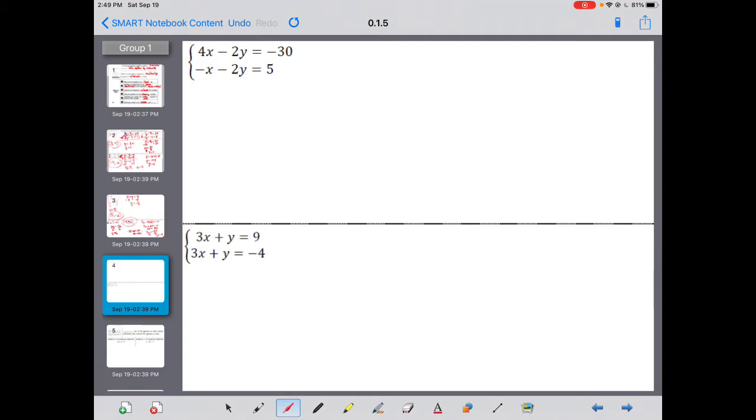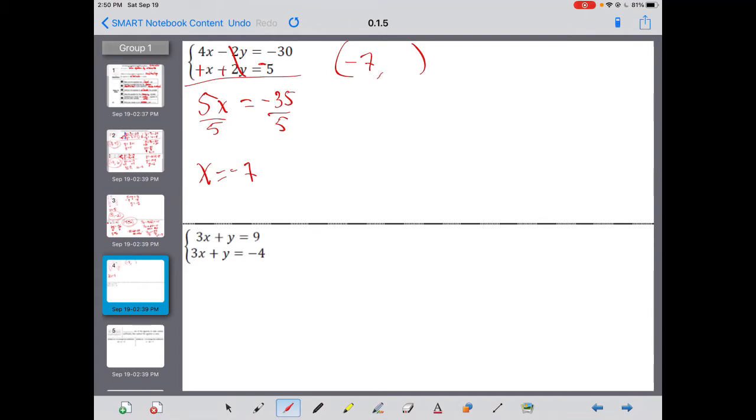Lined up. x's on x's, y's on y's, equals on equals, numbers on numbers. That's good. The y's have the same number, but they don't have different signs. So I'm going to go through and change all the signs of the bottom equation. So that goes plus, that goes plus, that goes minus. And then I'm going to combine them down. 4x and x makes 5x. Negative 2 and 2 goes 0. Negative 30 and negative 5 is negative 35. Divided by 5, x equals negative 7.